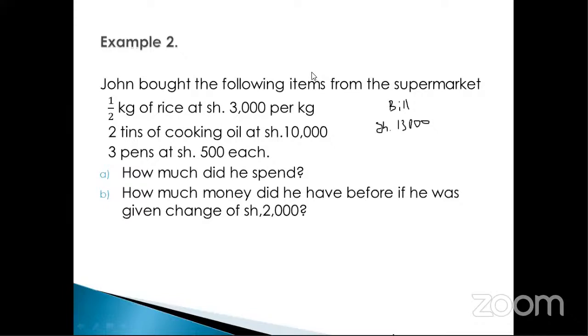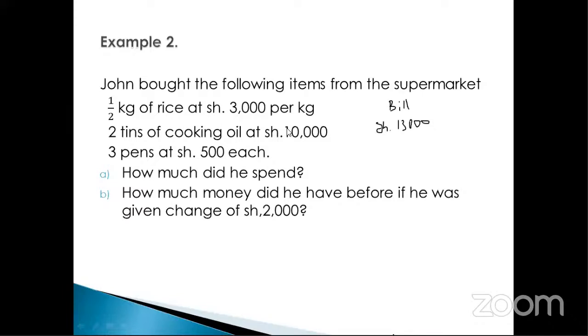How much money did he have before it was given 20? How much money did he have before? If he was given change of 2,000 shillings, how do we get that answer? We get 13,000 minus 2,000.